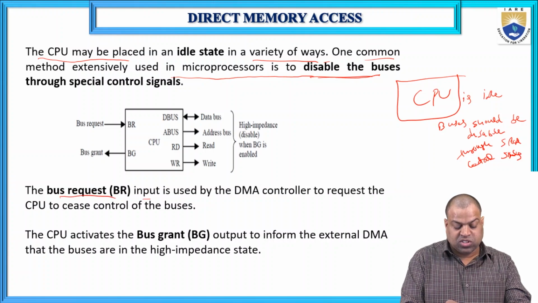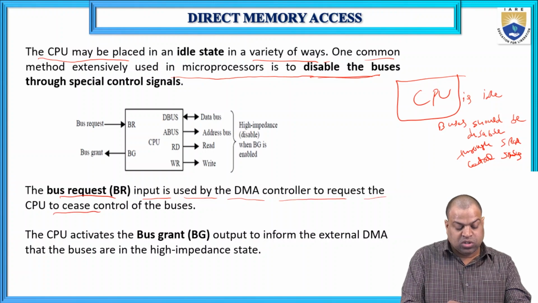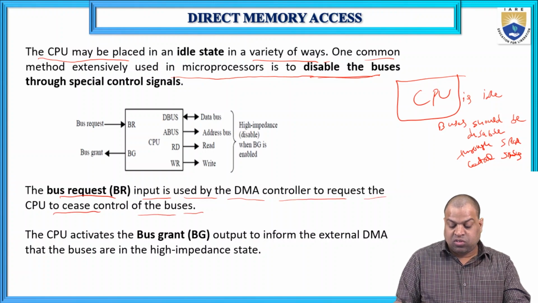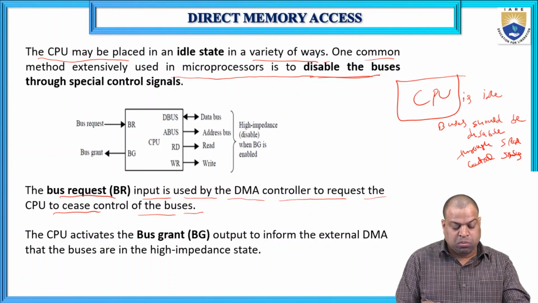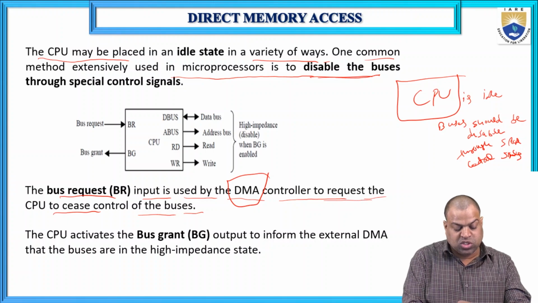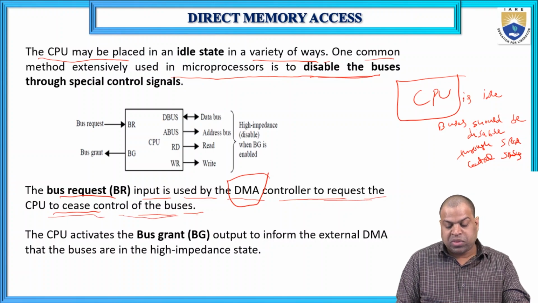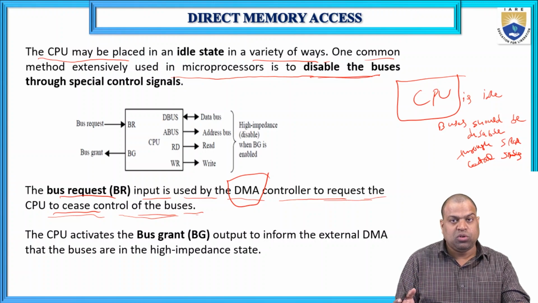So the bus request input is used by the DMA controller to request the CPU to seize control of the buses. When the bus request is made, it means the CPU is enabled. If there is no CPU, there are no buses. The DMA controller is requesting the CPU to hand over control of the buses, so there is no need for the CPU to control all the buses.